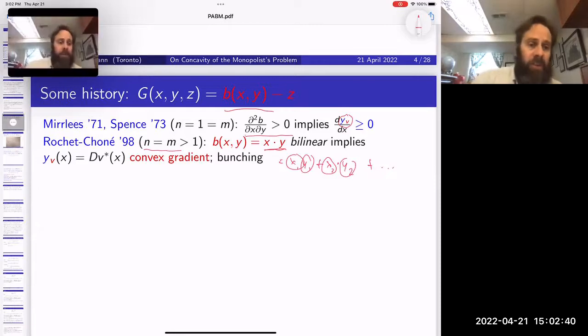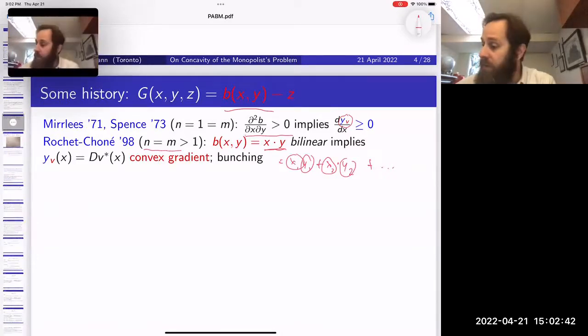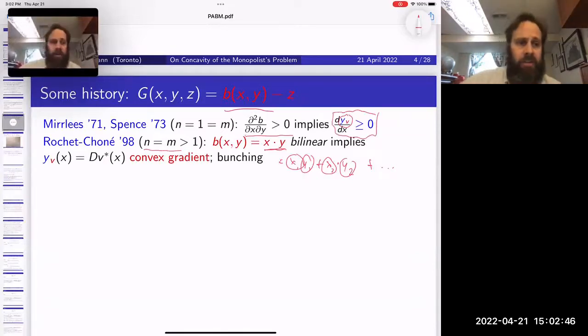And the basic observation of Rochet and Choné was that in this higher dimensional problem, the analog of being a non-decreasing map from the line to itself is that the product selected is going to depend on the price by being a convex gradient. So V star is going to be my notation for the convex dual function. You look at the convex dual function of the price menu V, and the gradient of that convex dual function tells you what product agent type X is consuming.